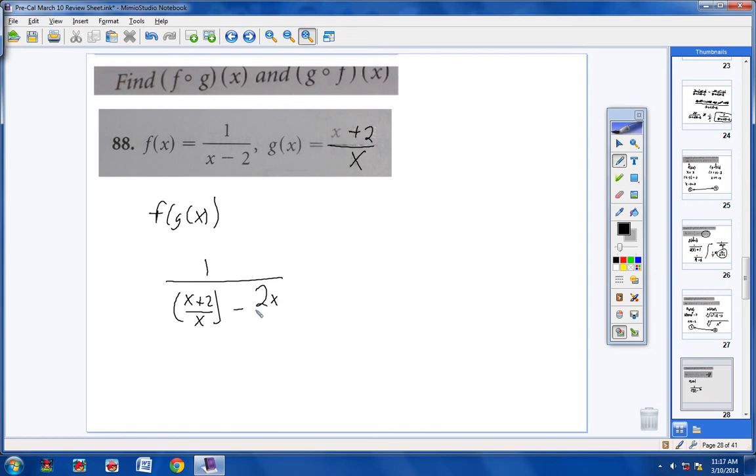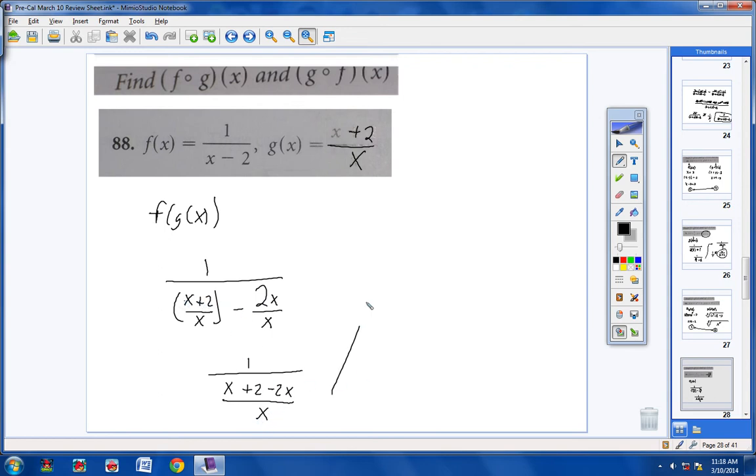If I put 2x over x, doesn't that reduce back down to 2? Sure it does. So 2x over x is the same thing as 2. Now I've got a common denominator, so I have 1 over x plus 2 minus 2x all over x.